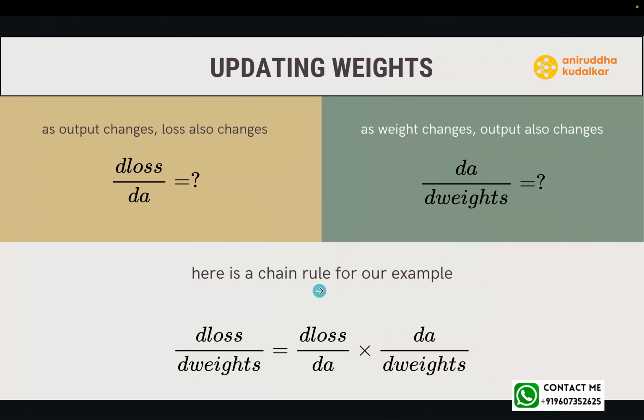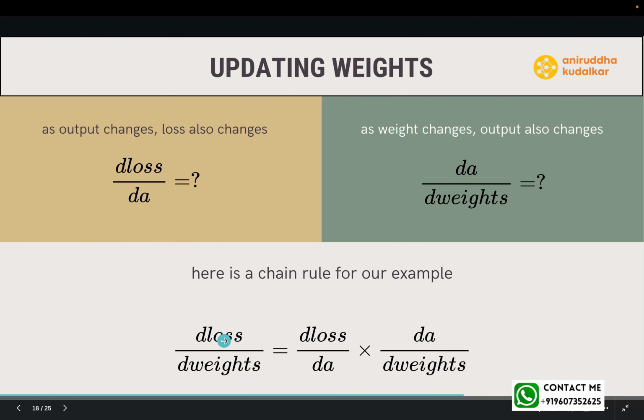That's nothing but your chain rule. The derivative of loss with respect to weight is d loss by dA into dA by d weight. So if you cancel this dA, what remains? d loss by d weights. Right? This is a way of remembering this, but technically, in mathematical terms, this is the chain rule.